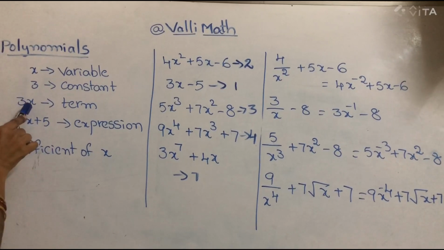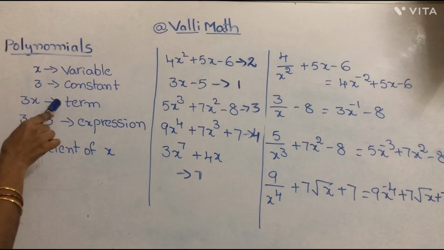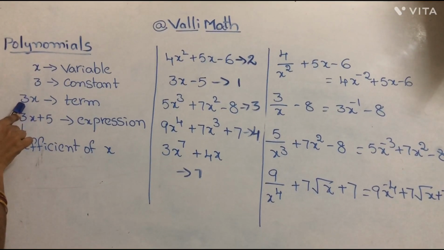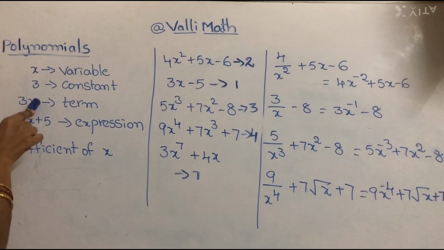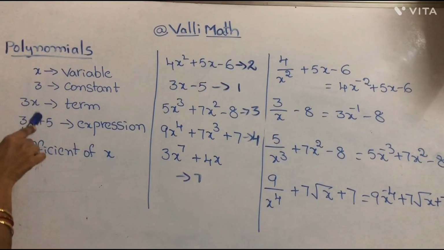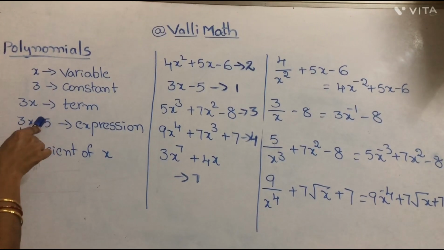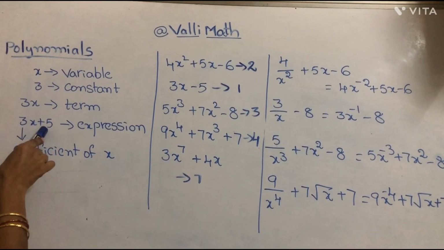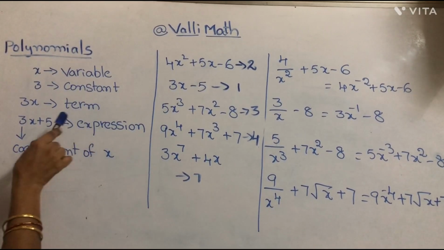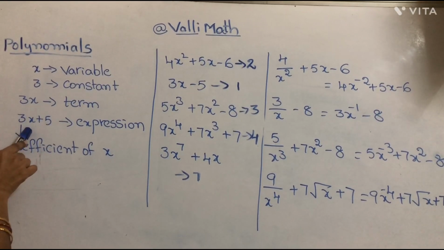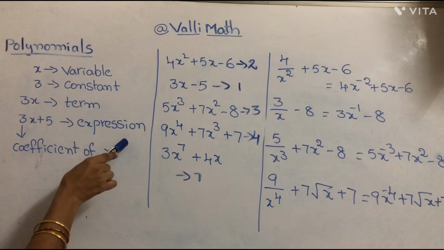Here 3 into x, 3x, is a term. The relation between 3 and x is multiplication. Here 3x is one term. If I add or subtract or multiply or divide any number to this 3x, then it will be an expression. Here I added 5 to this 3x. Now this is an expression.